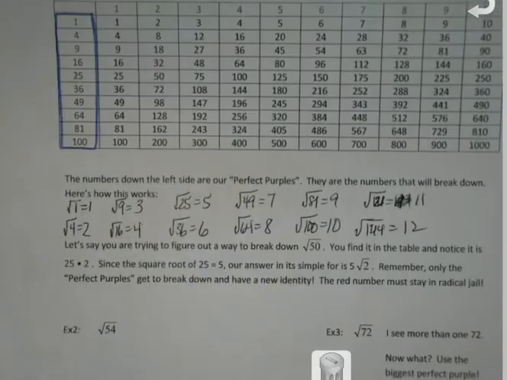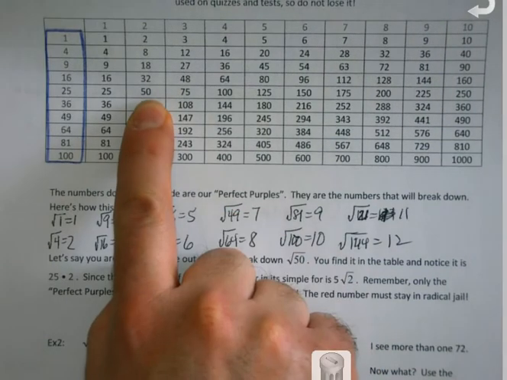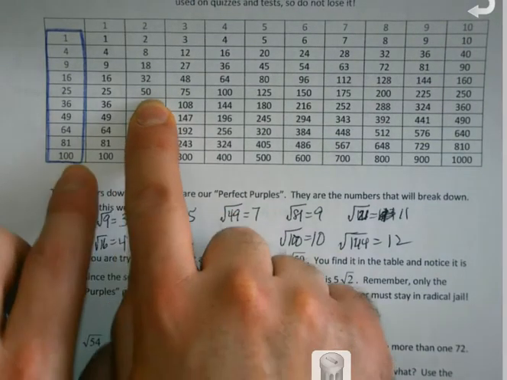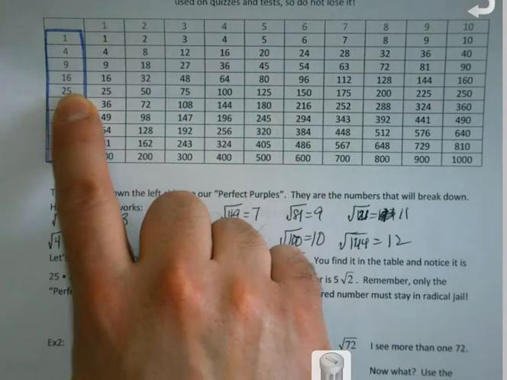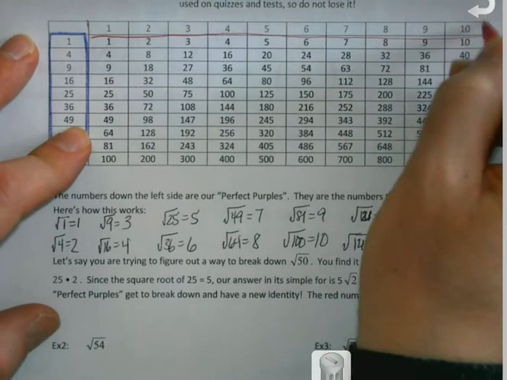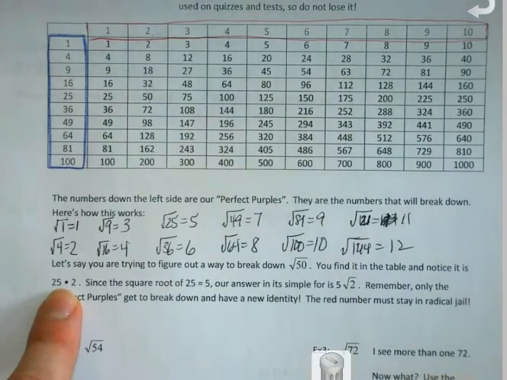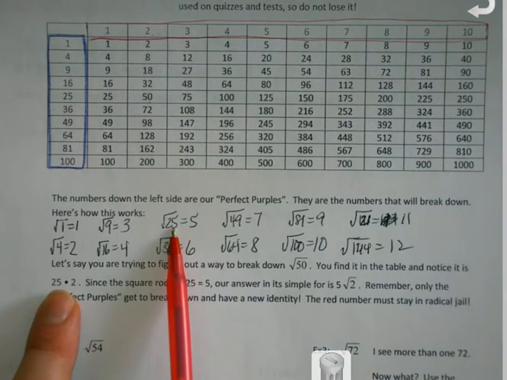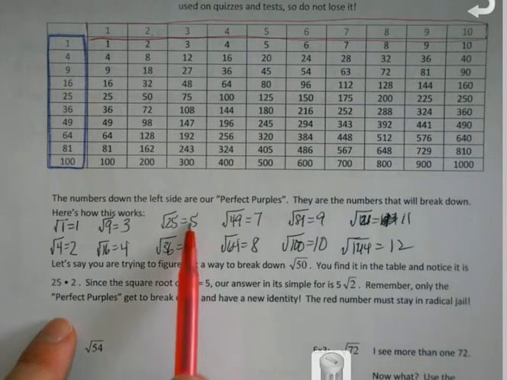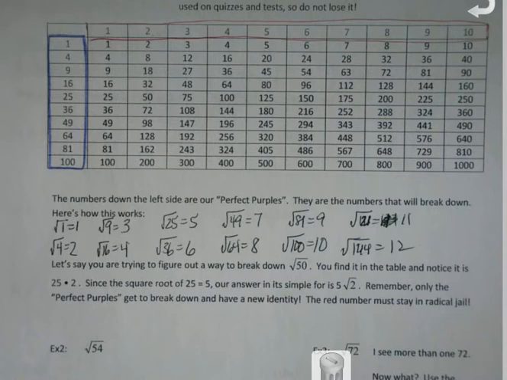So I start looking in the table for where the 50's at, and I happen to find one right here. I'm saying, okay, the two numbers, when I go out to the edges, that have that particular value are going to be what those two numbers equal. So for instance here, 50 is 25 times 2. I noticed that 25 is one of my perfect purples, one of my perfect squares. So I could break that down and it equals 5. But then the other number won't break down. It's got to stay in radical jail, is what I like to call it, because it's not having perfect behavior.